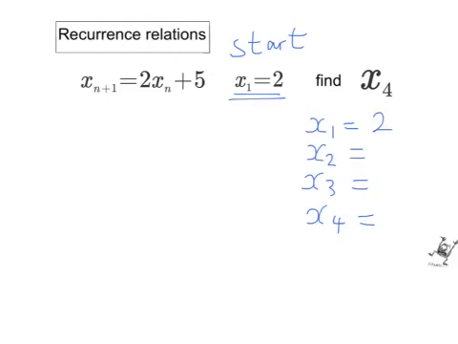So the first thing we're going to do is, wherever you see an X to the N, that is your feed. So that's where you're going to feed your first value. So when you feed the first value, we're going to get 2 lots of X to the 1. So we're going to make it a 1. So 2 lots of 2 plus 5, which gives us 2 times 2 is 4 plus 5, which gives us 9. Now what are we actually doing if we feed X to the 1 into that X to the N? Well, we're actually getting X to the 1 plus 1, which gives us X to the 2. So X to the 2 is 9.